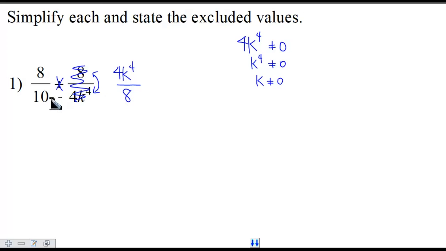It's a good idea to once again check for those excluded values, because sometimes when you do the flip, you bring a new excluded value to the denominator. In this case, both of these are just constants, no variables, so I do not have any additional excluded values. It's time to cancel. Anything in the numerator can cancel with anything in the denominator. It might cancel entirely, like this 8 with this 8. Or, in the case of 4 and 10, they don't cancel entirely, but they reduce. Both are divisible by 2.